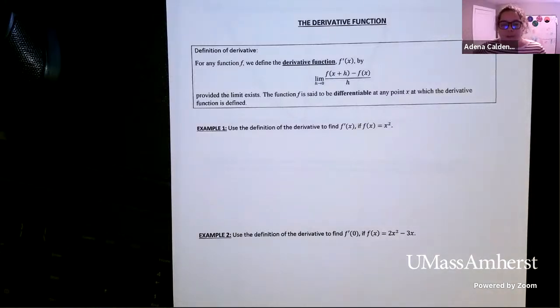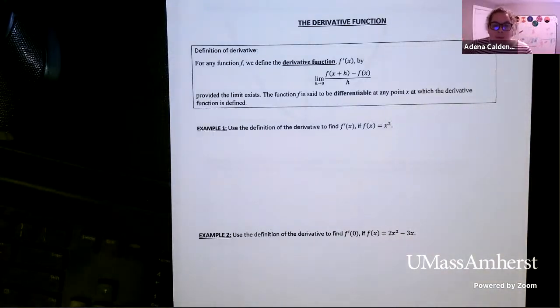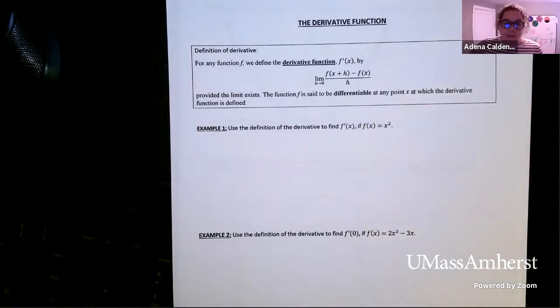So the definition of derivative says that for any function f, we define the derivative function, which we said we could notate as f prime of x, by this particular limit. So it's the limit as h goes to 0 of f of x plus h minus f of x over h. And we'll talk about this limit in a second. But of course, it only works if the limit exists, right? So we said the limit will exist if it's the same from the left and the right. And the functions that we will look at, they will all exist for when we're talking about the derivative function. And so we use the term differentiable if the derivative exists.